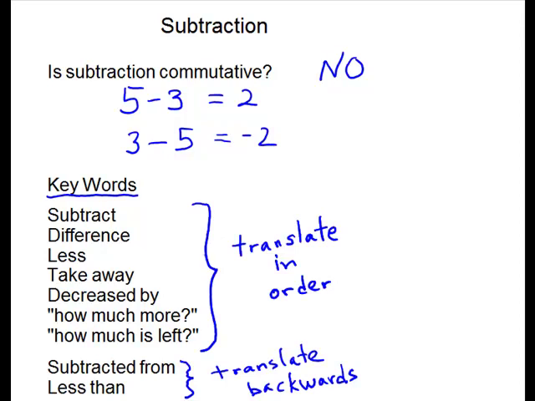So all of these expressions that we looked at will translate straight in order when you switch over from words to symbols. We have a couple more to add on to the list, subtracted from and less than. But these two are going to translate backwards, and the order will matter. So you will have to be careful with those when you translate.